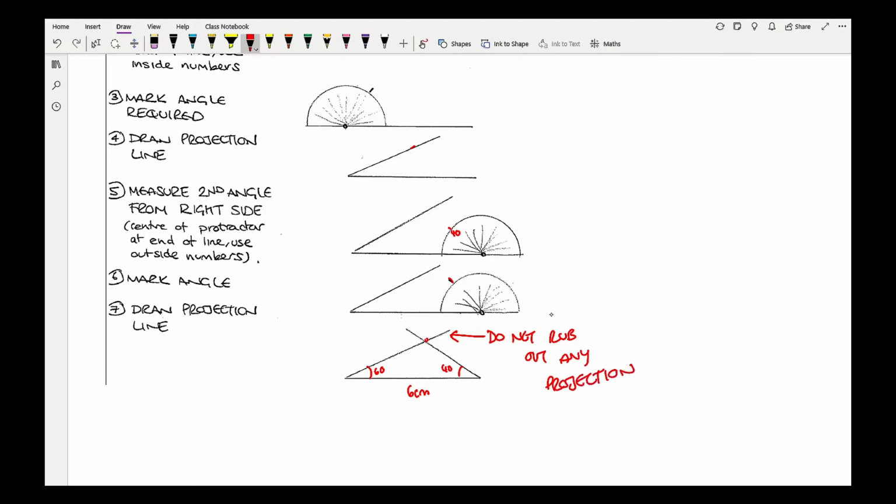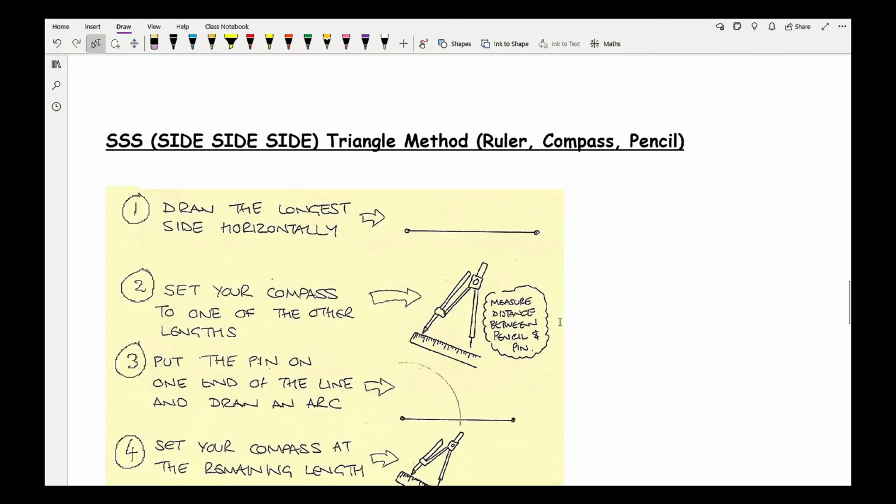Okay, although it doesn't look like a triangle, feel free to go over it with a pen to emphasize the triangle, but never rub out your projection lines, because that's your working out, evidence that you've used the correct method to plot this rather than simply guessing. And the next type of triangle is an SSS triangle.